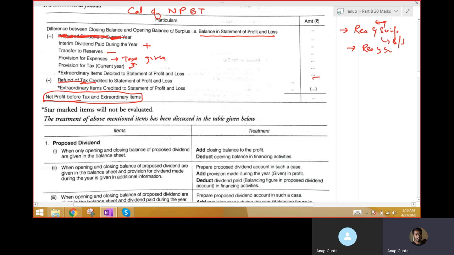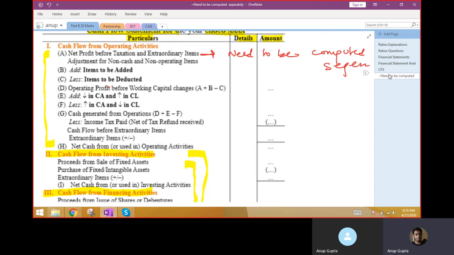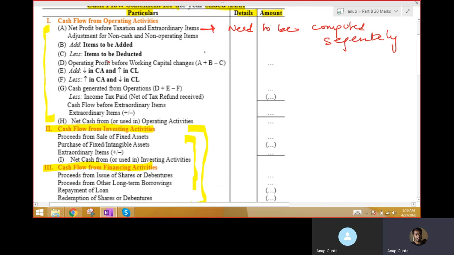Based on this calculation we will calculate the net profit, and we'll put this net profit in the cash flow statement. As you know, the cash flow statement starts with net profit before tax. So once again, this is how the net profit will be calculated.